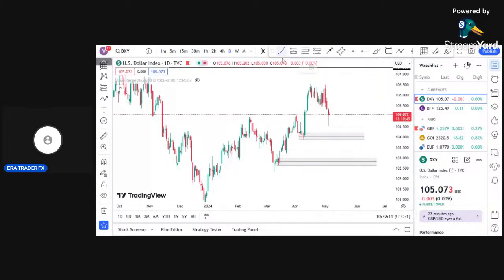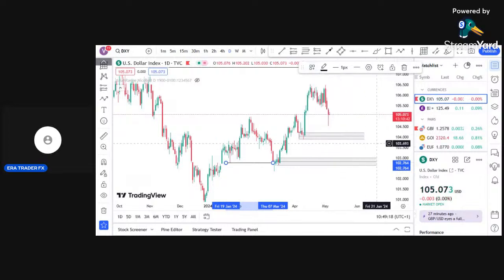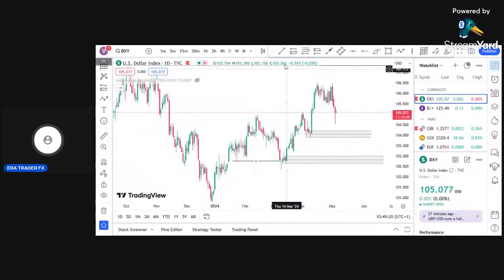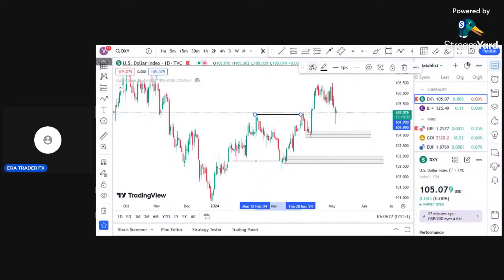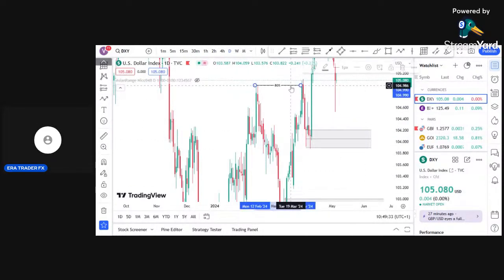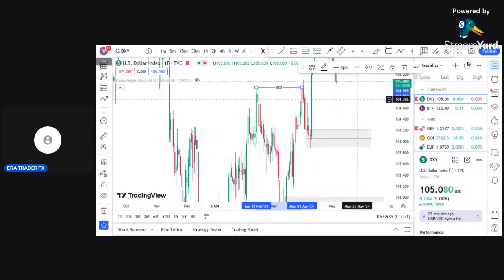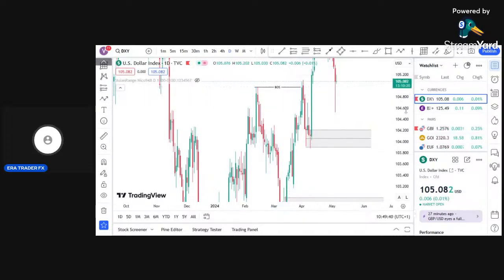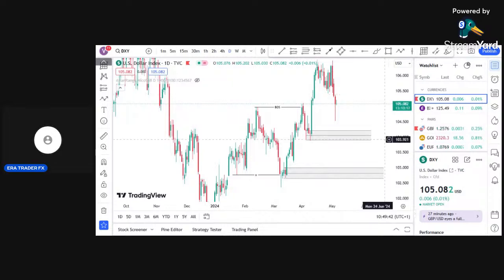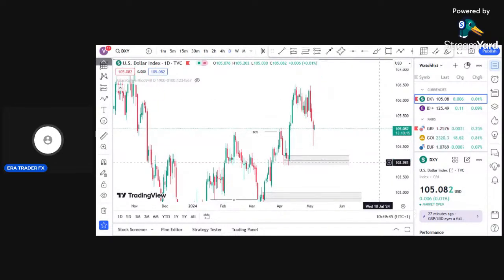So the market took out this liquidity before it pushed all the way to the upside, causing a break of structure above. There was a clear break of structure from that point. And now, what are we expecting? We're expecting the market to push all the way up.